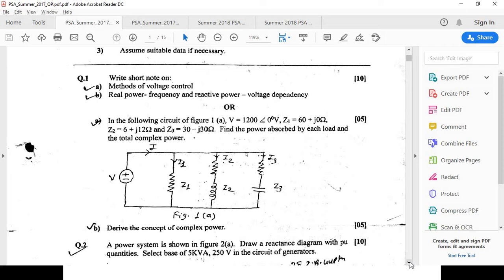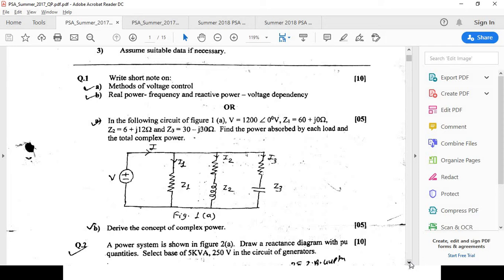In the following circuit of figure 1A, V is equal to 1200 at an angle of 0 degree volt. Z1 is equal to 60 plus J0 ohm. Z2 is equal to 6 plus J12 ohm, and Z3 is equal to 30 minus J3 ohm. That is, as shown in the diagram, three impedances, or three loads, are connected in parallel, and they are supplied by the common voltage source V. The ratings of the voltage source and impedances are given.